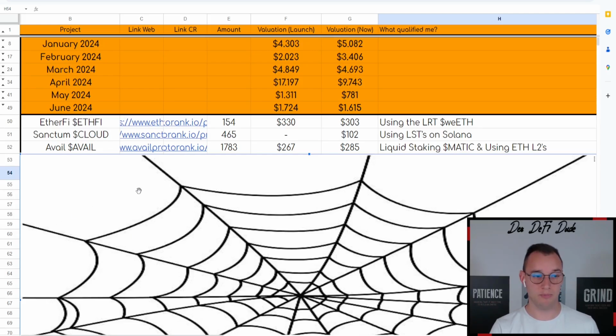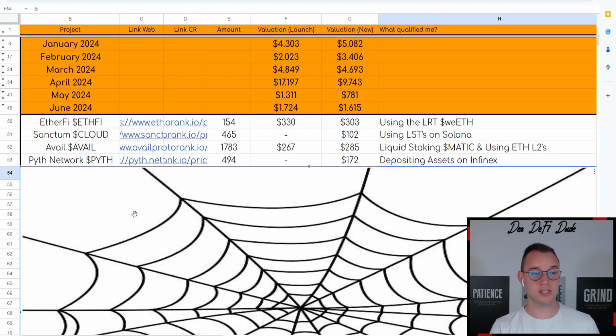and I'm hoping for future airdrops for the Wormhole token. The last one for this month was the airdrop from Pyth Network, which I received because I deposited assets into Infinex. There might also be a future Infinex airdrop, we don't know yet. And there I received almost 500 tokens with a current value of roughly $170. This one is still sitting in my wallet.